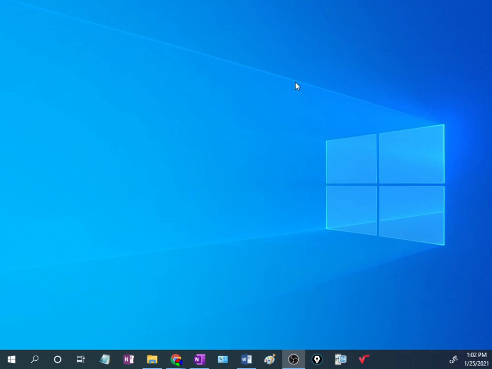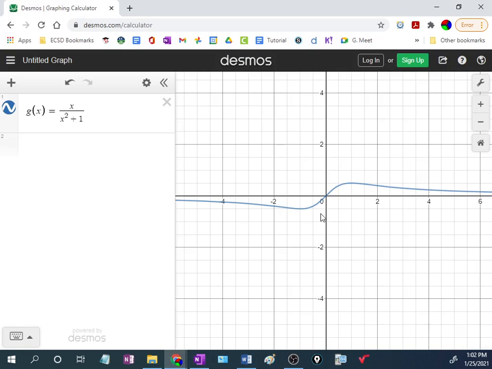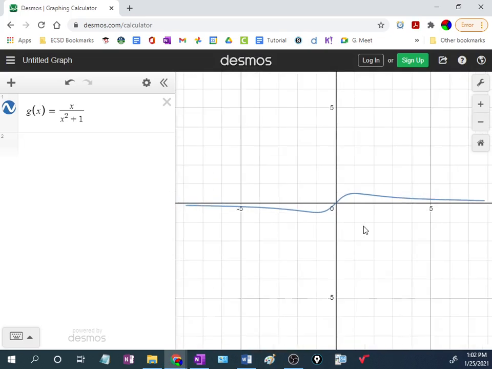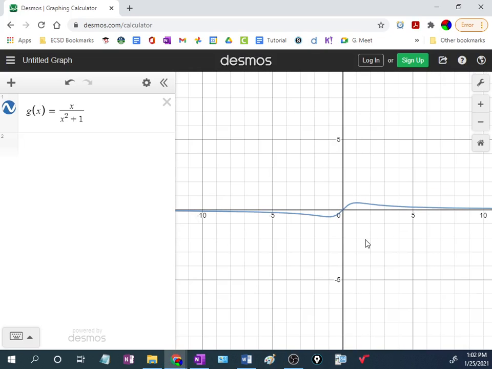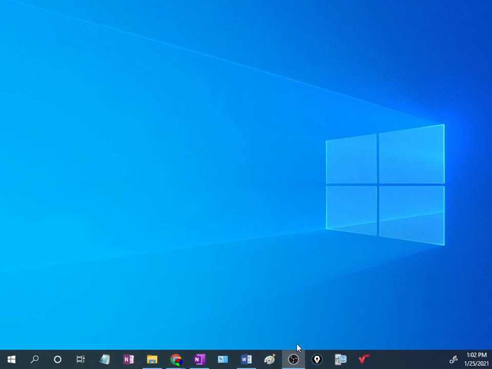If you are graphing this on the calculator, we end up with this graph, and zoom in, zoom out. Everywhere it's continuous, right? There is no point of discontinuity on this function because the denominator never gets to 0. Okay, where are we? Here.